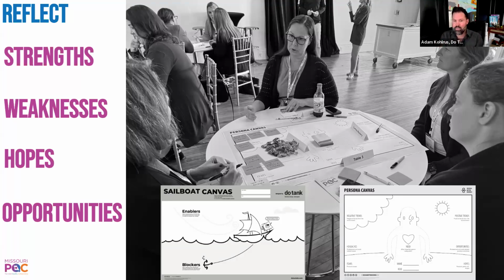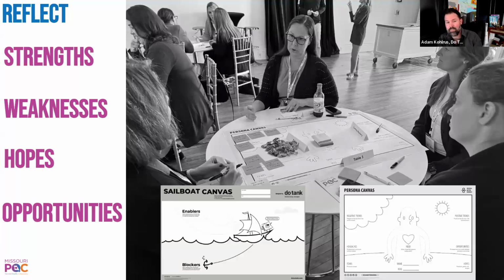We then took some time to do a persona canvas. This persona canvas centers at the middle the needs or the wants of a group, and then asks about those negative trends, the headaches, the fears on the left, and then on the right-hand side of the canvas, what those positive trends, opportunities, or hopes are. So really good grounding canvases here.